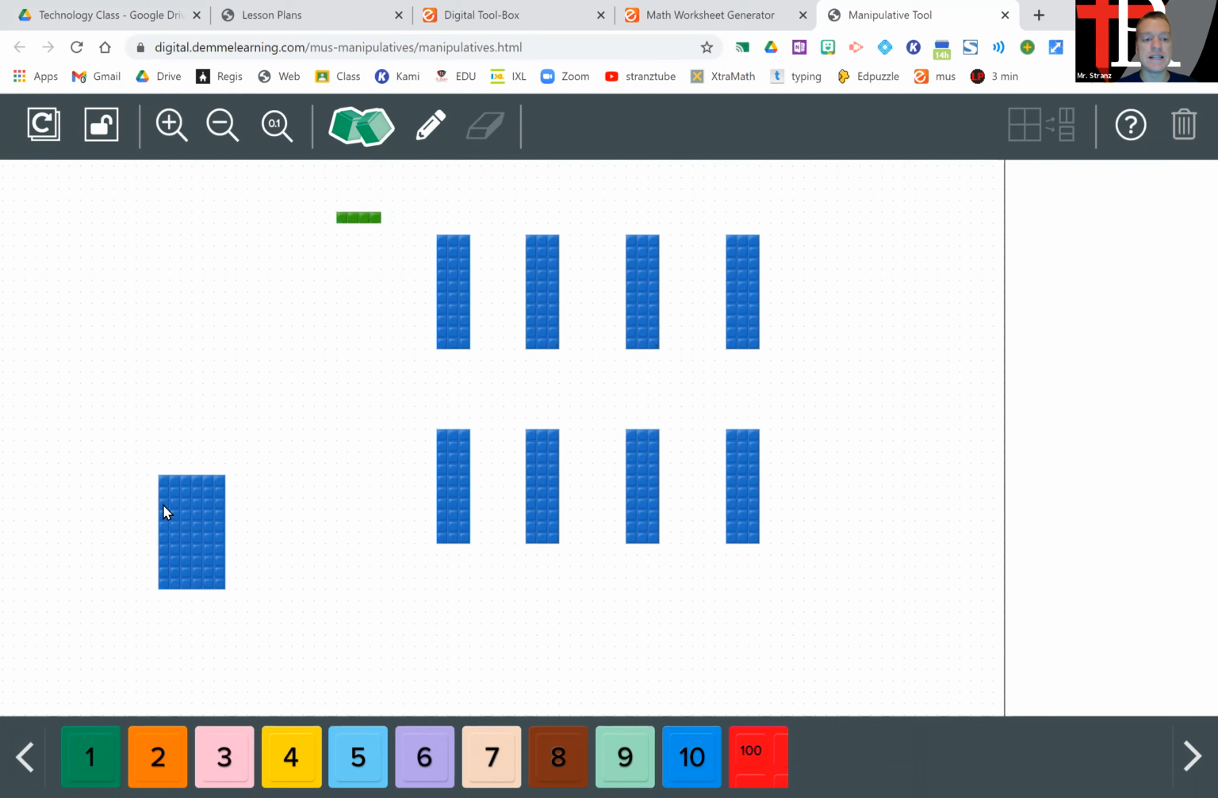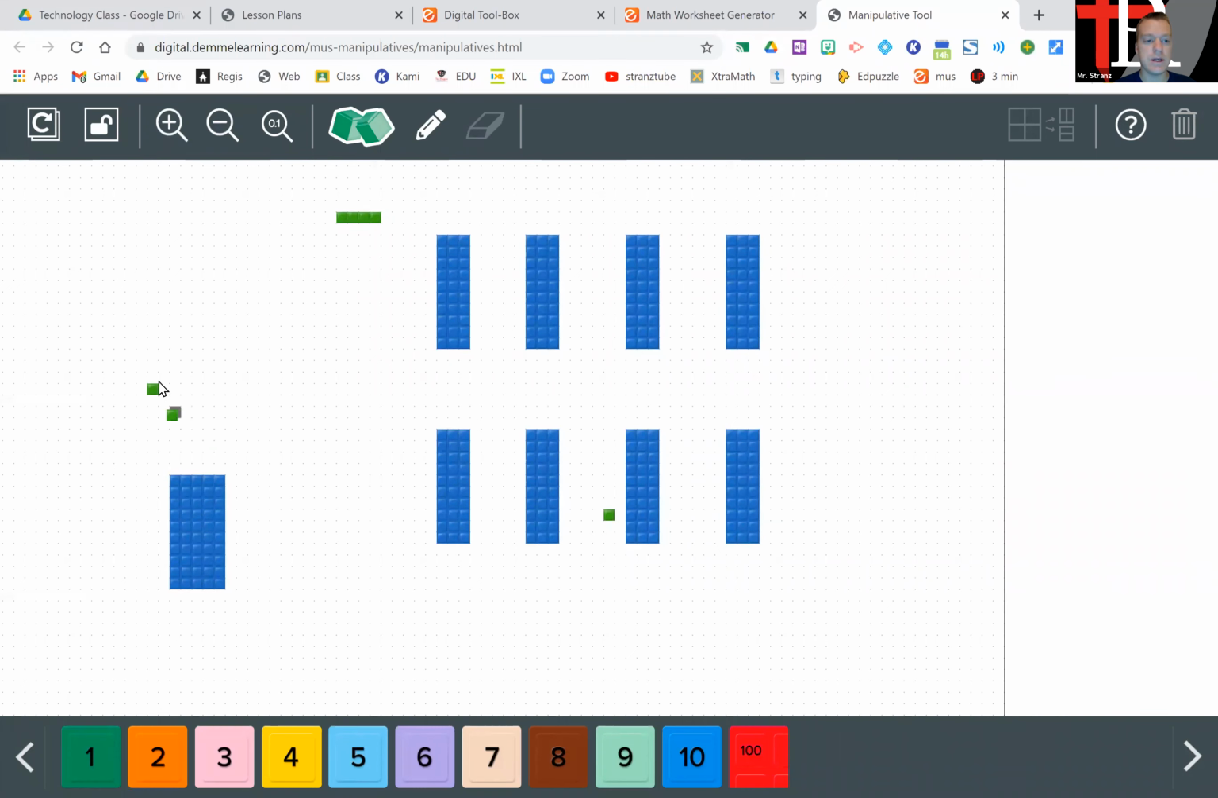Okay, what I need to do now is substitute each tenth into individual units. So I'm going to take away this tenth, put it in the trash. I need to get 10 of those. 1, 2, 3, 4, 5, 6, 7, 8, 9, 10.